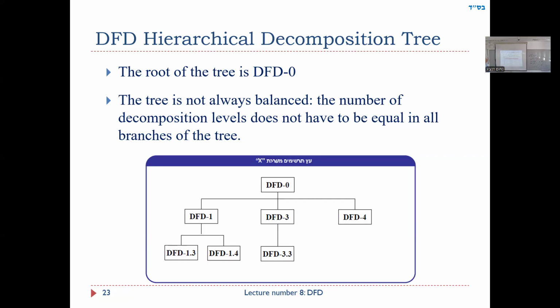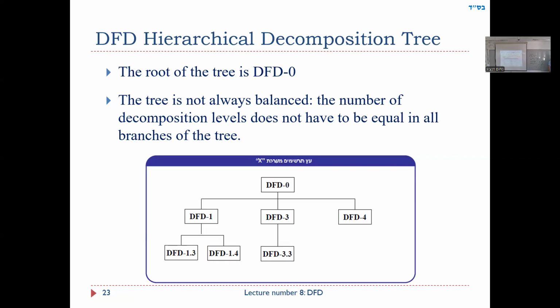This tree is not always balanced. The number of decomposition levels does not have to be equal in all directions. I think they're not trying to say anything here. But the point is, this is fully explained. This DFD 3 is not fully explained, and therefore I need DFD 3.3.